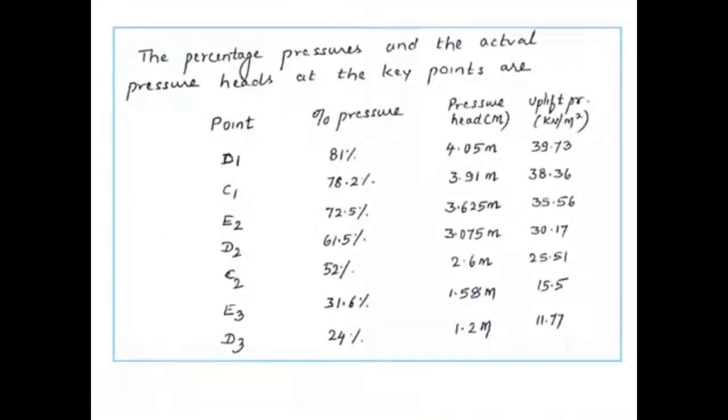Now the various percentage pressures and the actual pressure heads at the key points are written, which we have found after giving the corrections. These are the values that we determined at each of the key points, D1, C1, E2, D2, C2, E3 and D3. So now multiplying by the total head, that is 5 meters, 5 into 0.81 gives 4.05, multiplying by 9.81 gives so much uplift pressure. Similarly, 0.782 into 5 meters gives 3.91, multiplying by 9.81 will give 38.3, so on we can calculate. So for 0.24 into 5 gives 1.2, multiply by 9.81 gives 11.77 kilonewton per meter square.